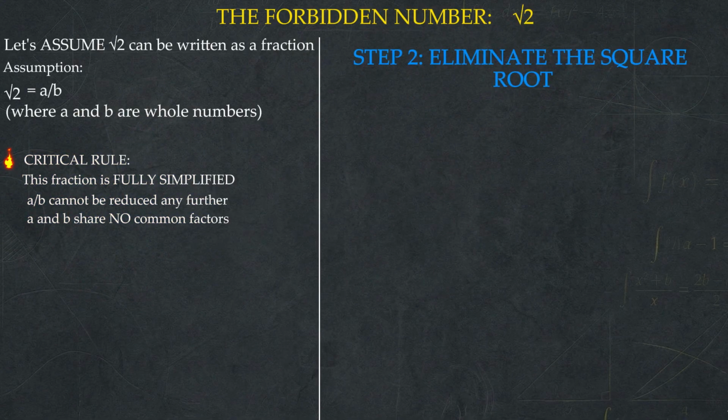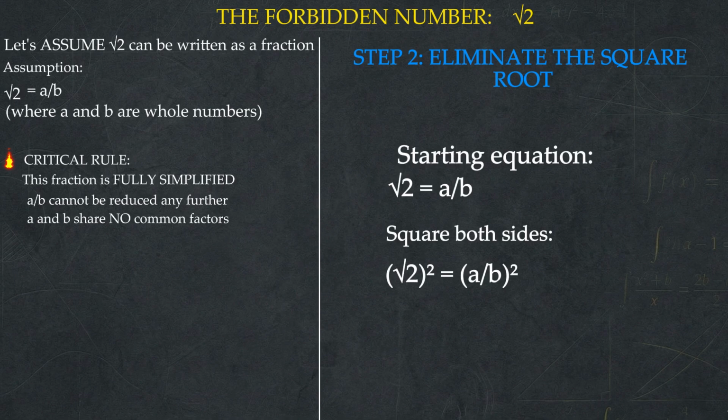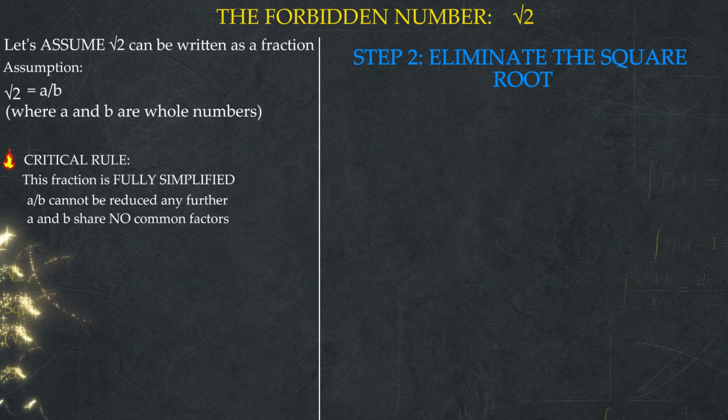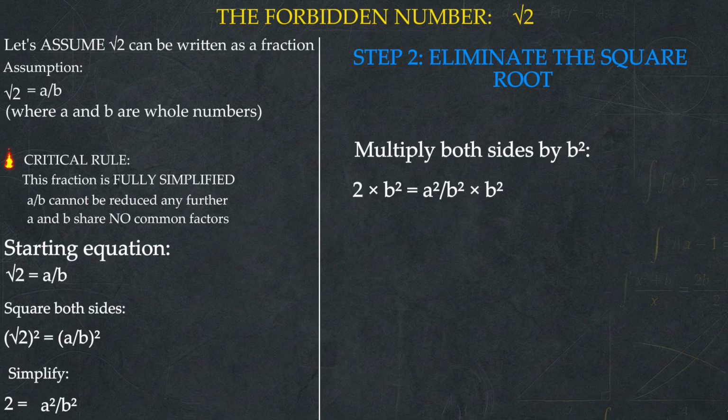Now, let's do some algebra. We want to get rid of that square root. So we square both sides of the equation. When we square the square root of 2, we get just 2. And when we square a over b, we get a squared over b squared. Now let's rearrange it. Multiply both sides by b squared. The b squareds on the right cancel out, and we're left with 2b squared equals a squared.